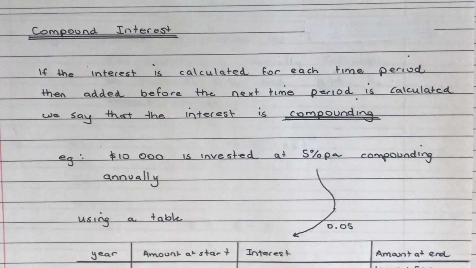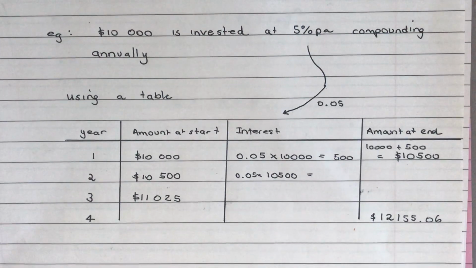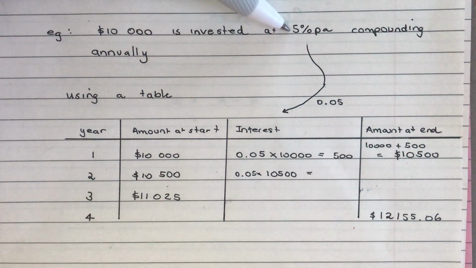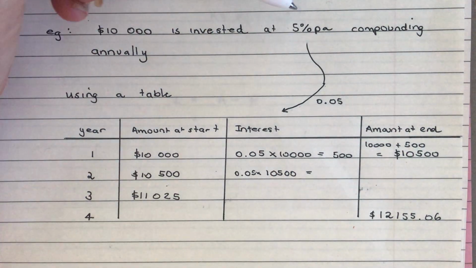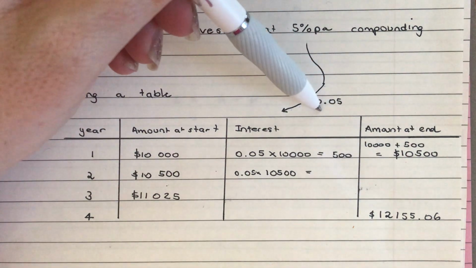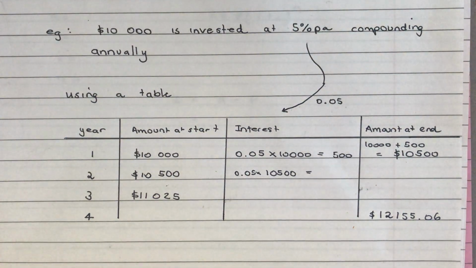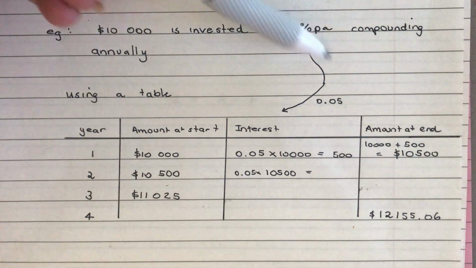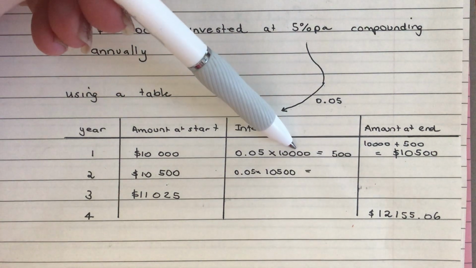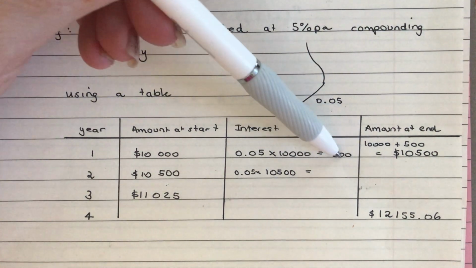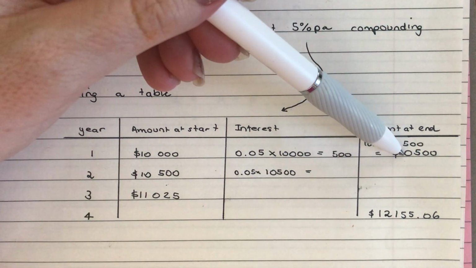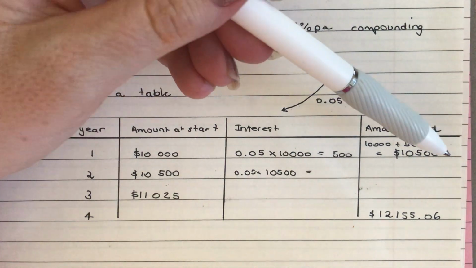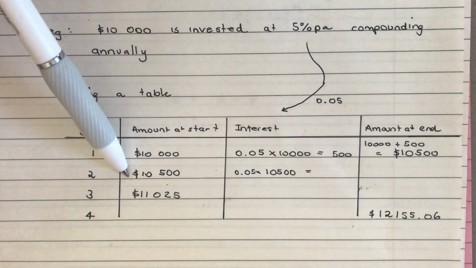So having a look at this example here, we're going to use a table to calculate the compound interest. So we've got $10,000 invested at 5% per annum, compounding annually. So I'm changing my 5% to 0.05 so that I can find that out each time. In the first year, you start with 10,000. The interest in that first year is going to be 0.05 times 10,000, which is 500. So at the end of the year, you add the 500 to the 10,000 and get 10,500. That becomes your new starting point for the second year.